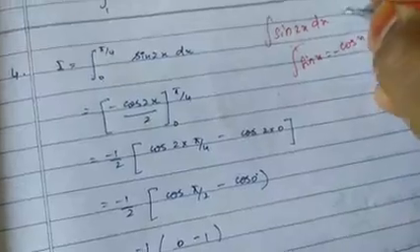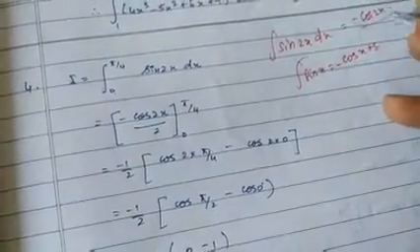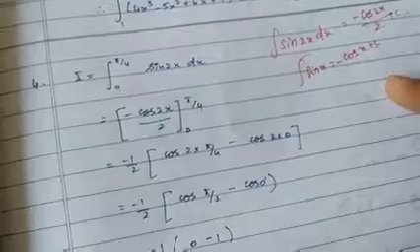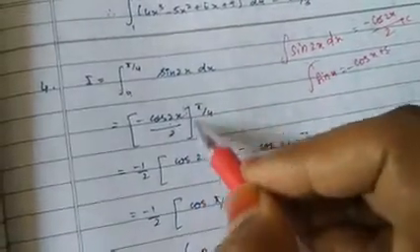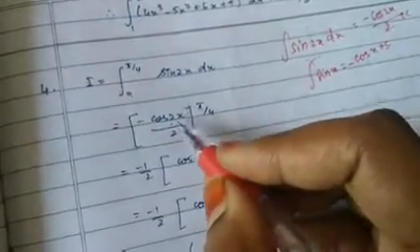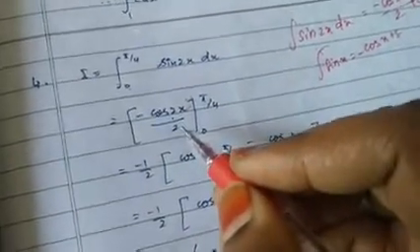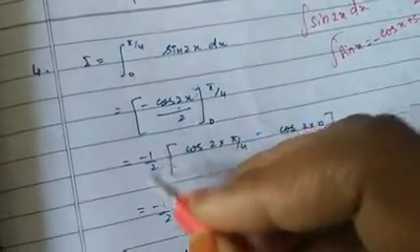Therefore, the integral of sin 2x is nothing but minus cos 2x. What is the coefficient of x? It is 2, therefore you need to divide by 2. So you write this and apply the upper limit and lower limit. In the place of x, you substitute the upper limit minus the lower limit. For our convenience, we take the constant and the negative sign outside.